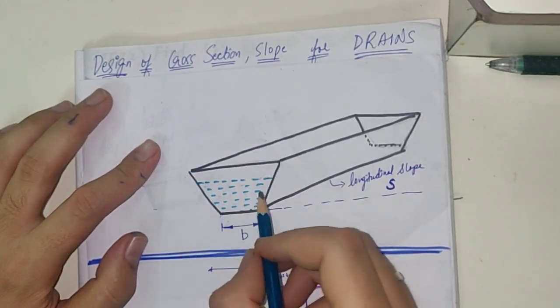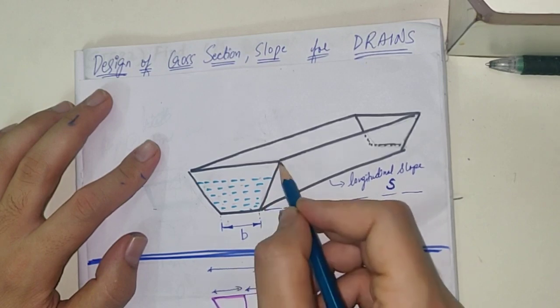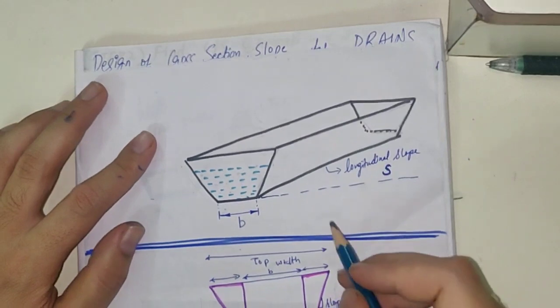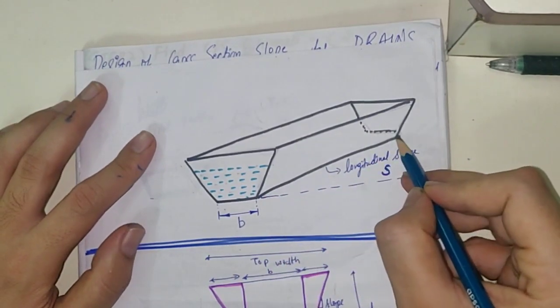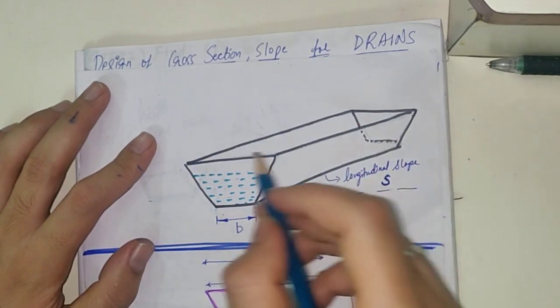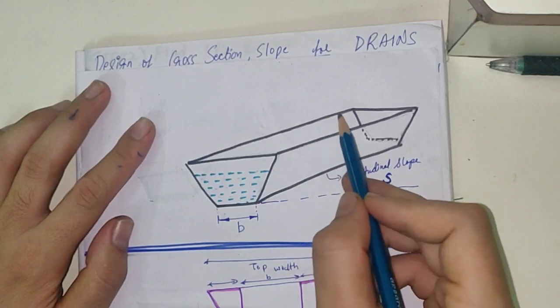You will design the depth. What will be the depth? What should be this length, the cross length, and also what should be this slope. Okay, so this is called the longitudinal slope. So where do you basically find these drains? You find it on the roadside, on either side of the roads, to drain off the rainwater.